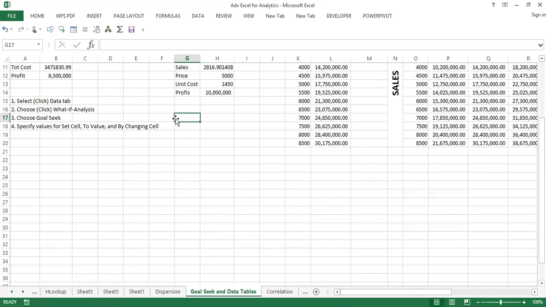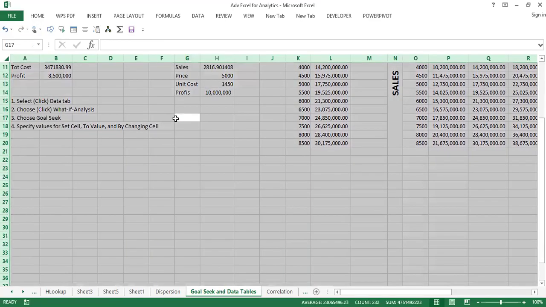Better still, let me copy the whole of this page, this sheet, and take it out, so we can play around with it the way we like.